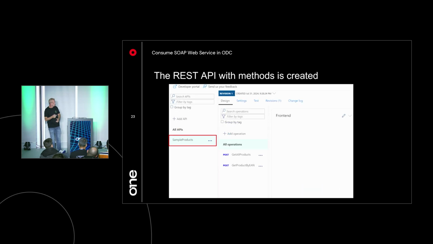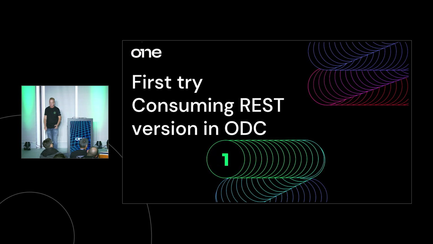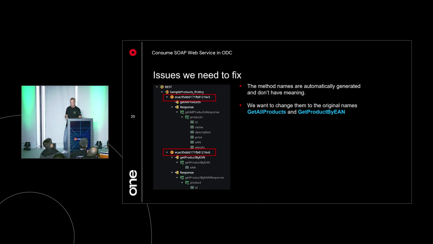Once you've done that, you will see your API in the menu. So you see the sample products API. You also see in the middle panel the two methods, the get all products and the get products by EAN. And we could try to consume this REST service right now and see if it is what we expect from it. If you do that, you will notice a few things.